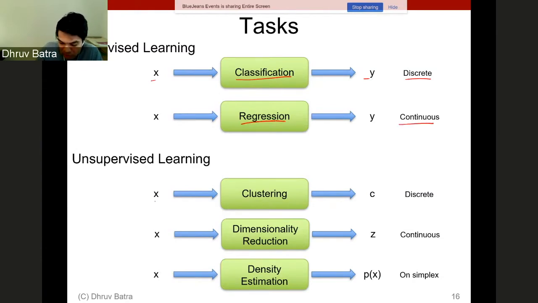In unsupervised learning, if you're mapping X to some C and that C is discrete, then this would typically fall in clustering. If it is, this exact symbol doesn't matter, but if we're using Z and that Z is continuous, this is typically what would fall under dimensionality reduction, particularly if Z is lower dimension than X. If we're mapping to a density function or a mass function, so this is simplex if X is discrete, otherwise it's a density function, then this would fall under density estimation. So there's a taxonomy of these tasks.